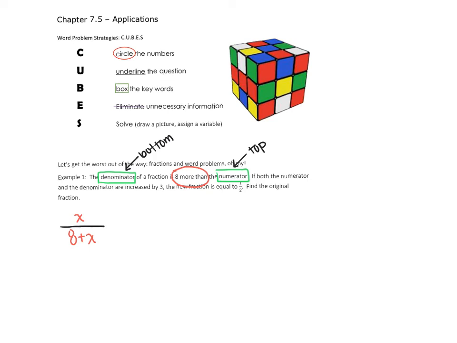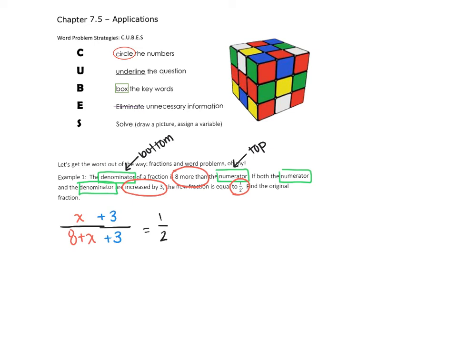The second sentence says, if both the numerator and denominator, so there I see those words again, both the numerator and the denominator are increased by 3, the new fraction is equal to 1/2. So I know I'm going to have something equal to 1/2. But the beginning of that sentence says that both the top and bottom are increased by 3. And then it tells me the new fraction is equal to 1/2.